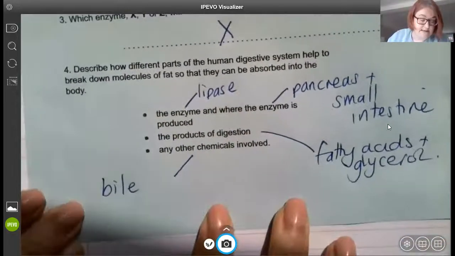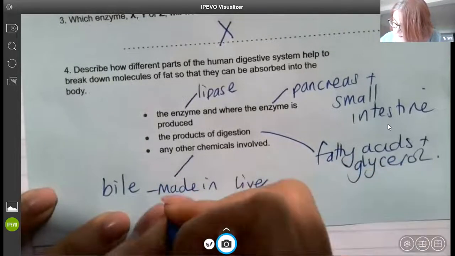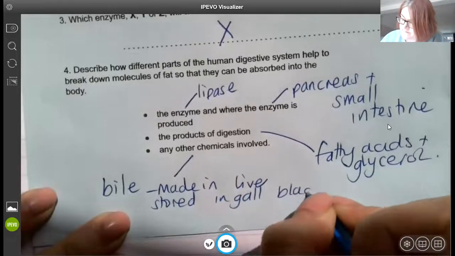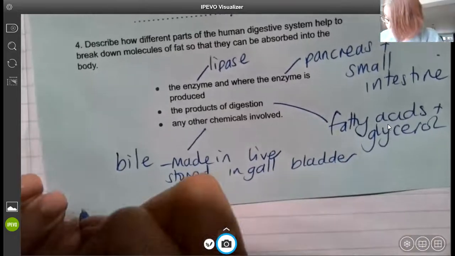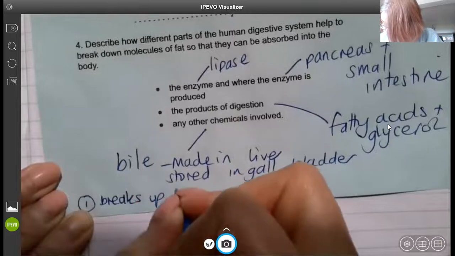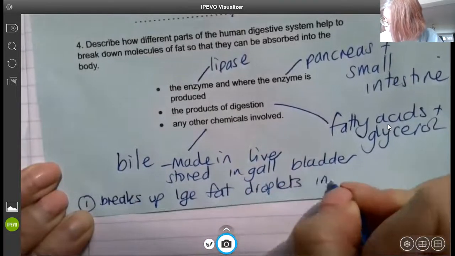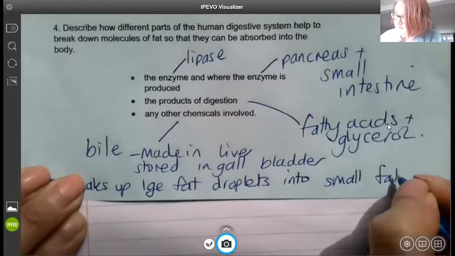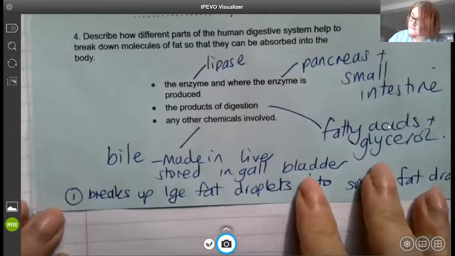Now, bile is a substance that's made in the liver, and it's stored in the gallbladder. And if you remember, bile does a couple of things. One thing that bile does is it breaks up large fat droplets into small fat droplets. That's one of the jobs that bile does.